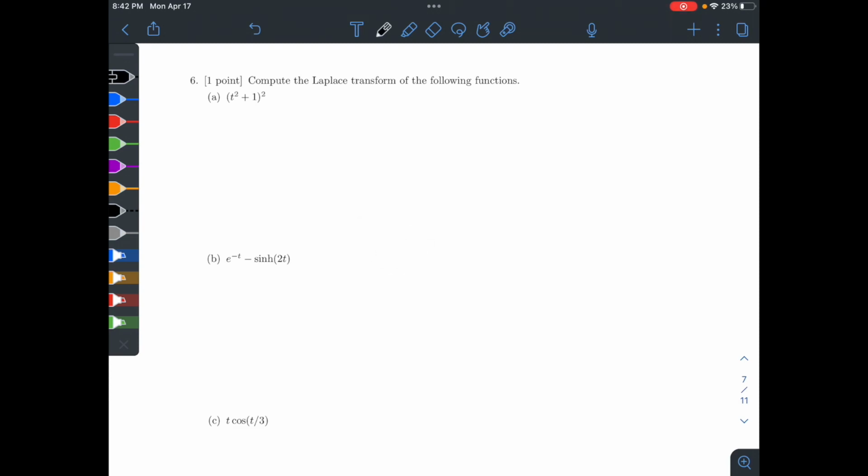So t squared plus 1 squared. This one, it's not too bad. You just have to expand everything out. So this would be t to the 4th plus 2t squared plus 1. So then the Laplace transform of that would be 4 factorial over s to the 5th plus 2 times 2 factorial over s to the 3rd, and then plus 1 over s.